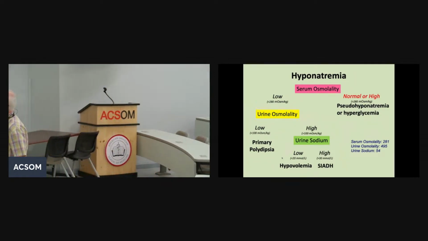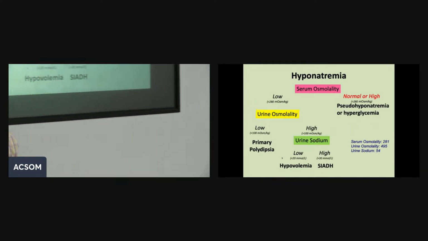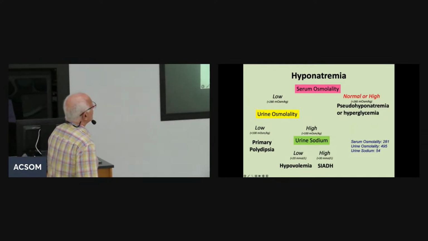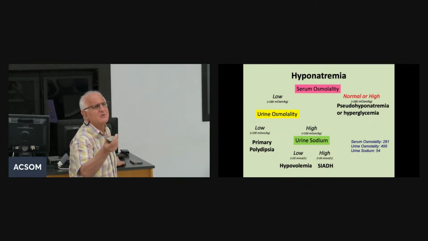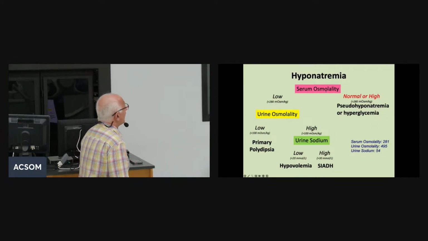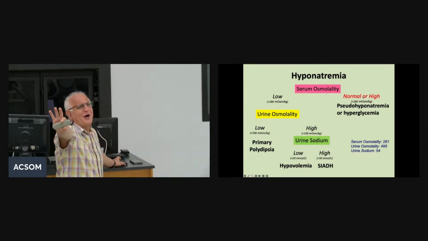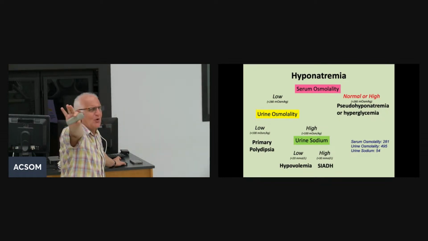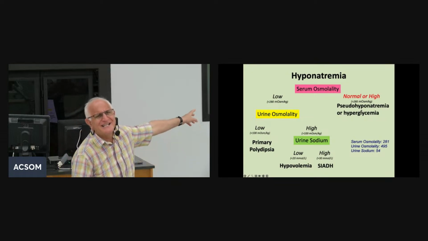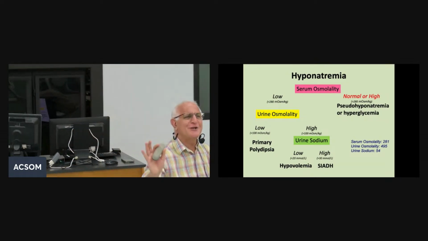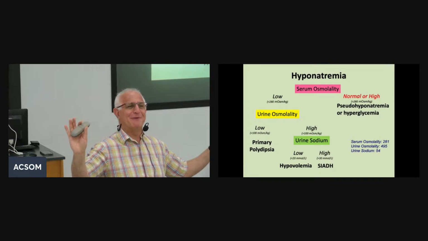Number one is up there, serum osmolality. Here is the deal. Normal, let's say, is around 280. Remember, serum sodium is 140 times 2 is 280. So serum osmolality, if it is 280 or higher, it is normal or high. If you have a serum osmolality that is normal or high, you are not dealing with real hyponatremia. It is either pseudo hyponatremia or it is hyperglycemia. Basically, that's the easy one. You see this, you sign off on that patient. That's not your problem anymore.